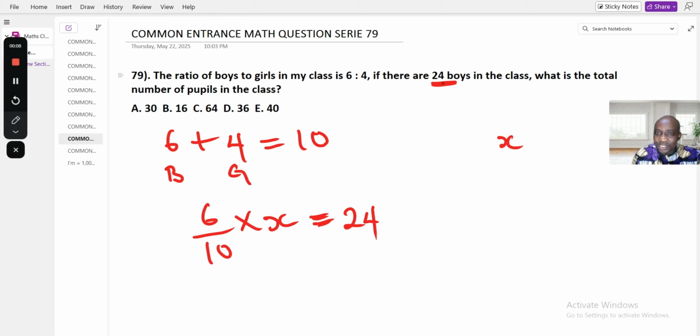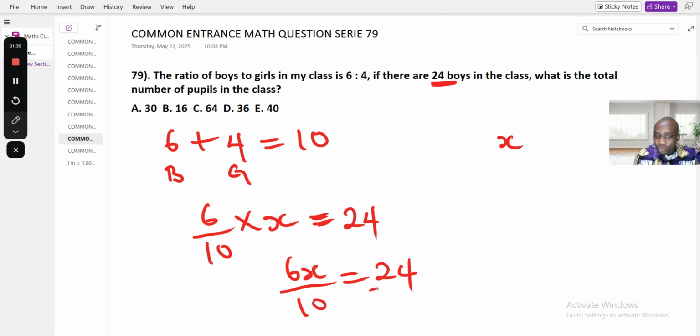the answer already. The question has given us the answer, which is that there are 24 boys. You will use the ratio of boys over the total, multiply by the total number that we don't know yet, and we get our final answer, which is 24 boys. Now let's proceed to work this out. 6 times x, 6x over 10 equals 24.